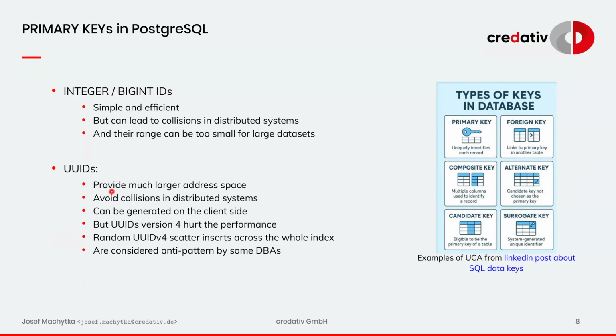UUIDs provide a much larger address space and solve those collisions in distributed systems automatically, and can be generated on the client side. But existing versions older than version 7 had issues with performance, especially UUID version 4, which is a completely random value and leads to really badly fragmented indexes, and I will show you.